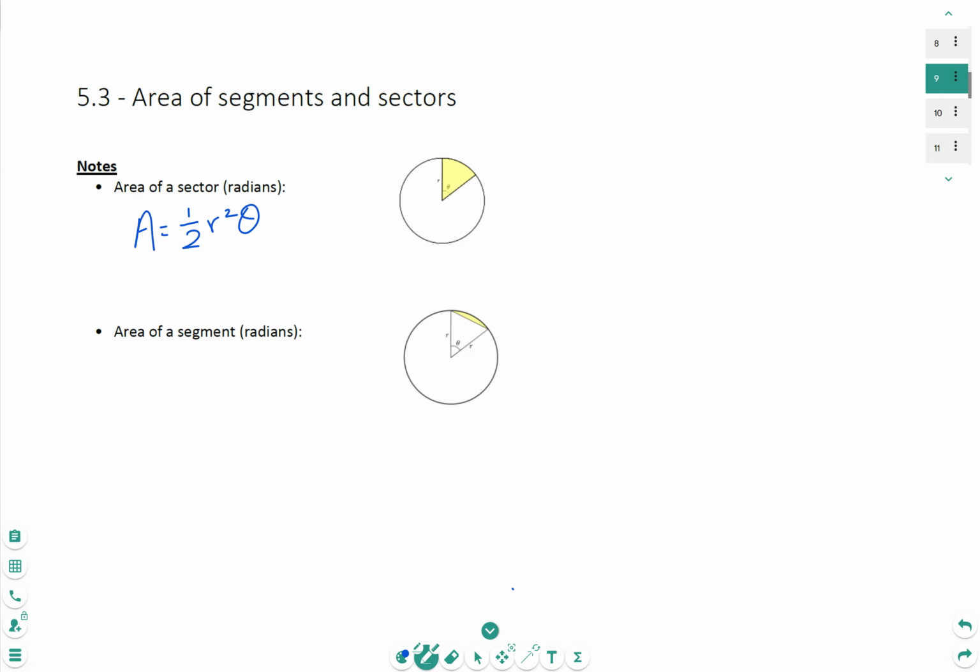So you can see the area of the segment equals the sector minus the triangle. Sector we know is half r squared theta. Triangle is half AB sine theta, half r squared sine theta.